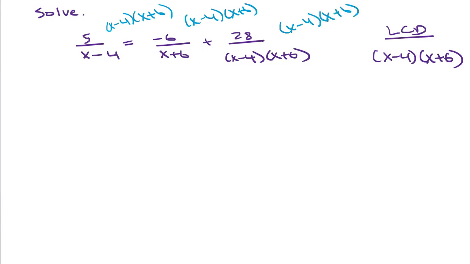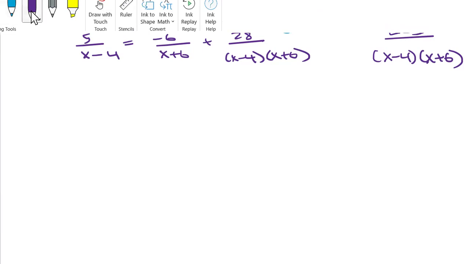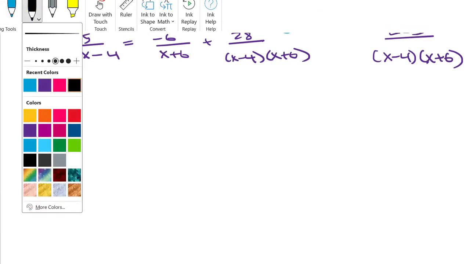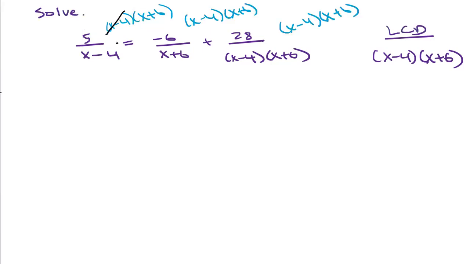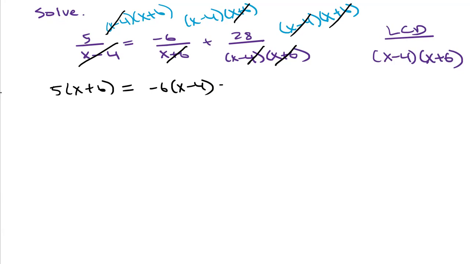Okay. And then I'm going to start canceling out my terms. So x minus 4 goes away, so I'm left with 5 times x plus 6 on the left. The x plus 6 goes away, so I'm left with 6 times x minus 4. The x minus 4 goes away, as well as the x plus 6, so I'm left with 28.